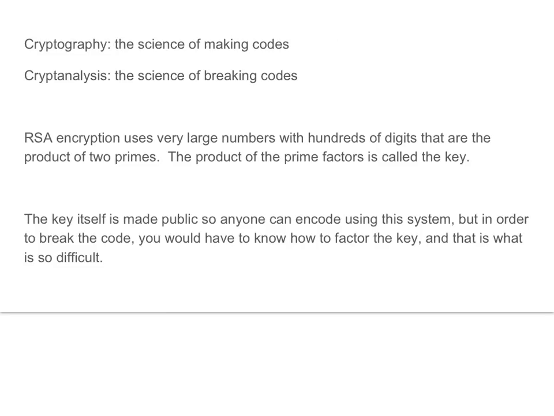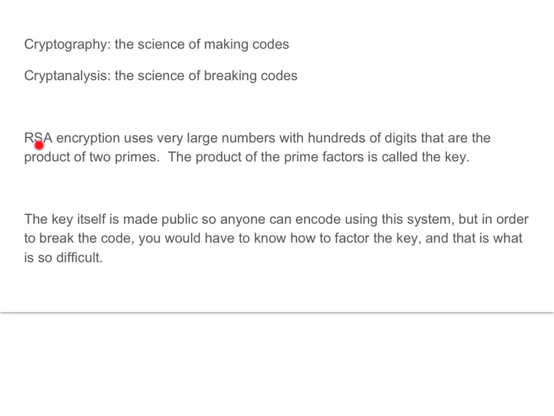A few little cool things. Cryptography is the science of making codes, and cryptanalysis is the science of breaking codes. Pretty cool. Random information: RSA encryption uses very large numbers with hundreds of digits that are the product of two primes. The product of the prime factors is called the key. The key itself is made public, so anyone can encode using this system, but in order to break the code, you would have to know how to factor the key, and that is what is so difficult.